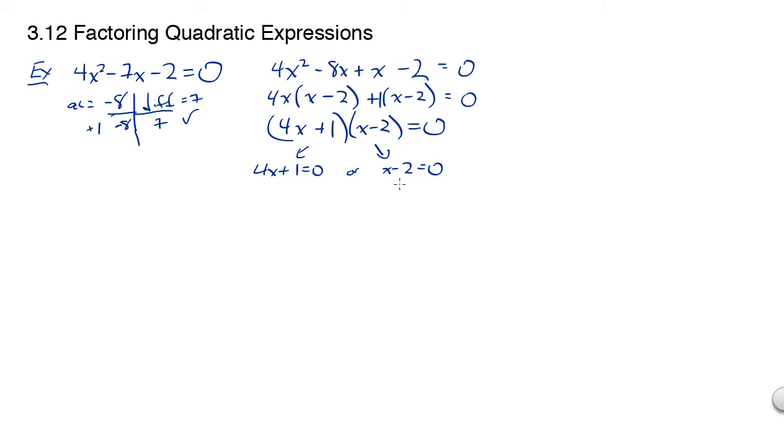When it's something simple like x minus 2 equals 0, you can usually just read it off. Oh, that means x has to be 2. If it's a little bit more complicated, you may have to do a little bit of solving. That's fine. Subtract 1 from both sides and you get negative 1. Divide by 4, you get negative 1/4. So our solutions here are x equals negative 1/4 and 2.